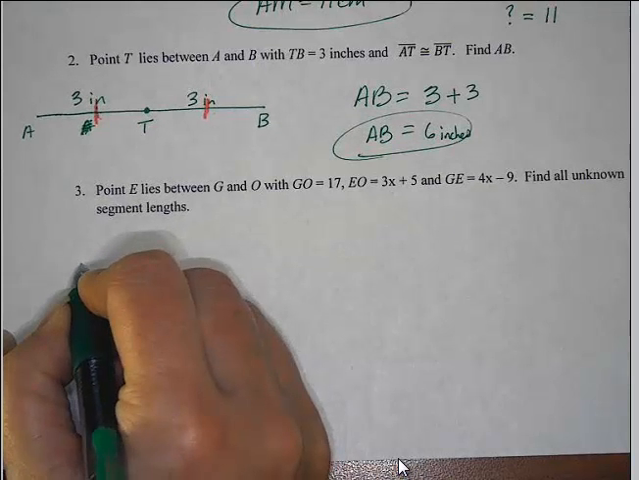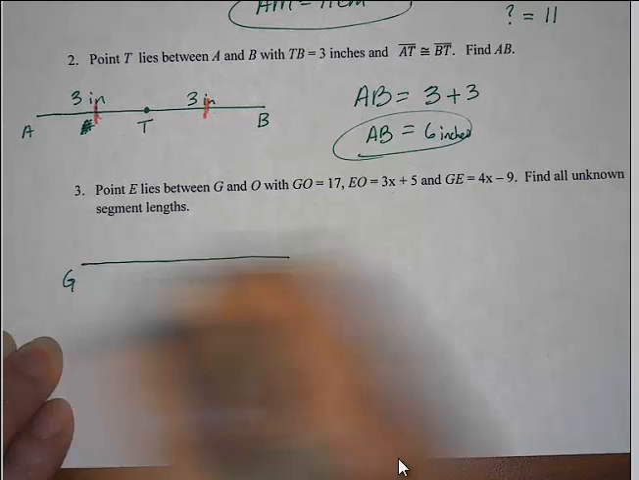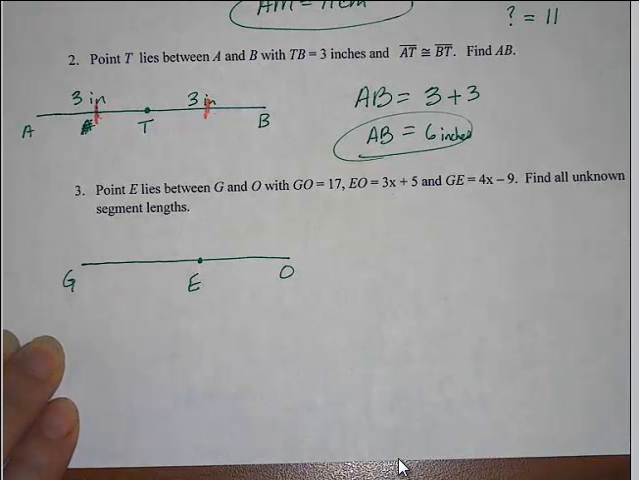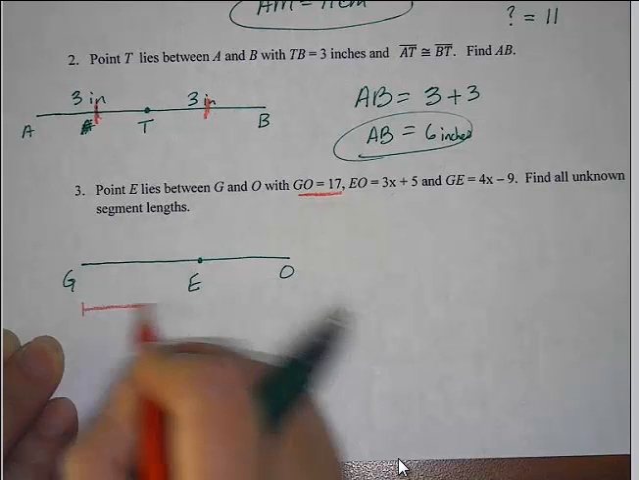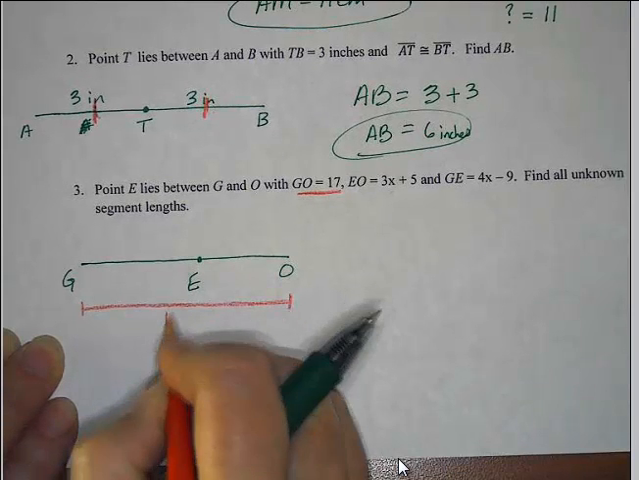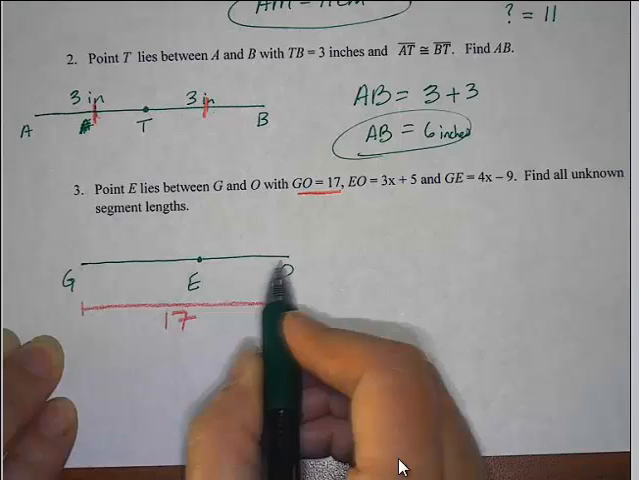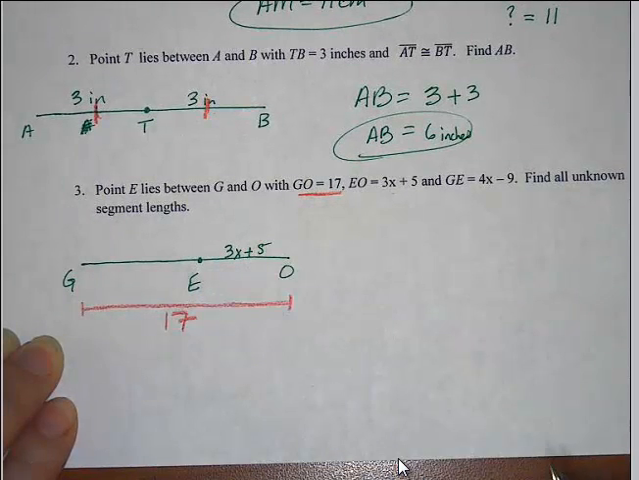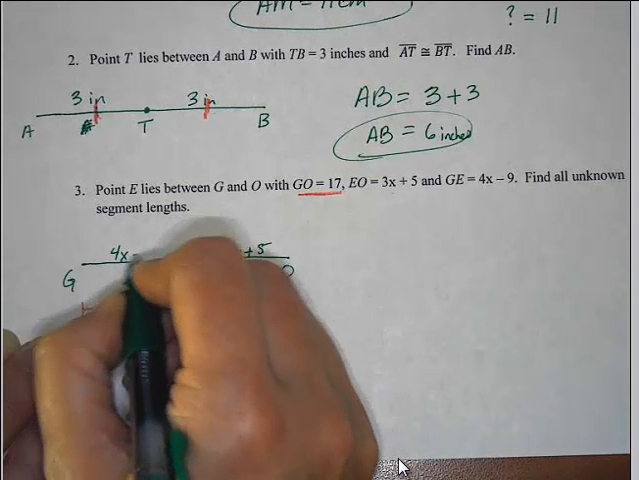Okay, so starting off, we have point E lying between points G and O. Let's put G and O on the outside with point E between them. Now some measures. G to O is 17. That's all the way across. E to O is 3x plus 5, so E to O goes right here. I'm going to put 3x plus 5 on that. And G to E, that one is this segment. G to E is 4x minus 9.